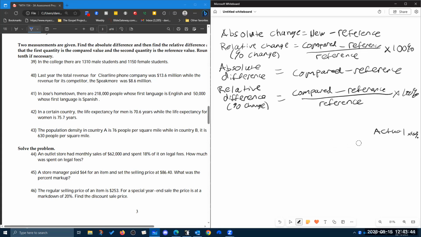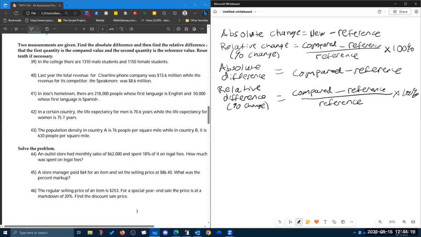So very practical here, since most everybody that is in some kind of college degree is going to have to take some sciences somewhere, where you're going to have to find percent error. So let's go ahead and do these problems, and we're going to find both the absolute change, the absolute difference, and the relative change or relative difference.